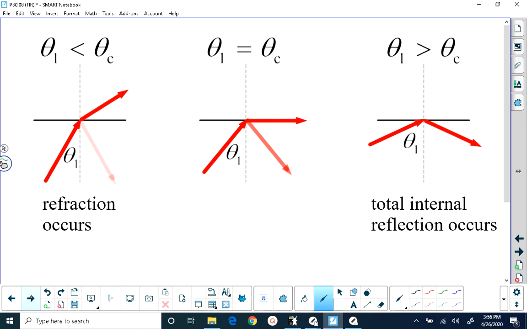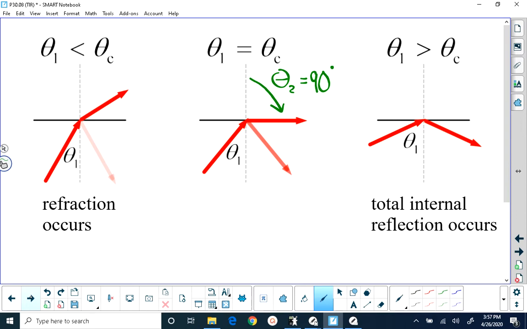If, when the angle of incidence is smaller than the critical angle, refraction occurs, and if, when the angle of incidence is bigger than the critical angle, refraction doesn't occur, that means it's reasonable to say that when theta 1, which is the angle of incidence, is equal to the critical angle, we get a refraction angle of 90 degrees.